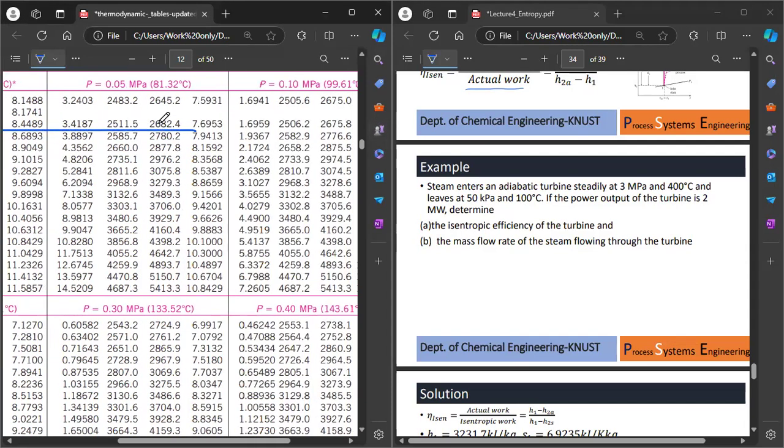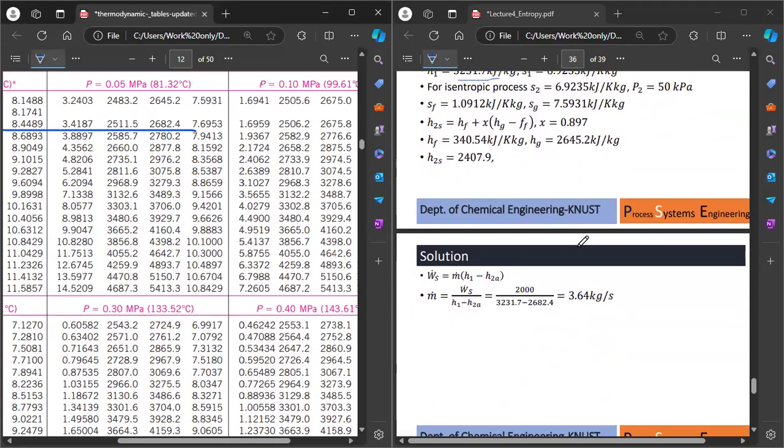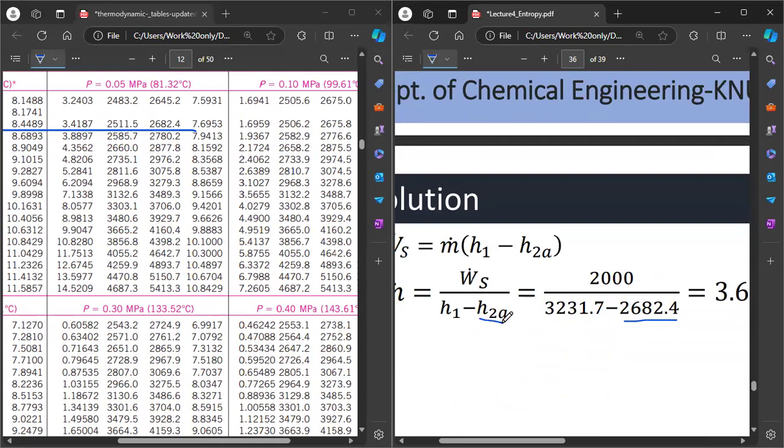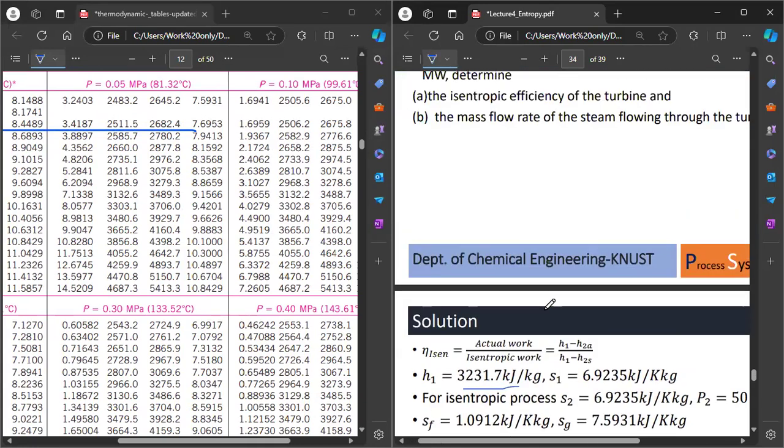And the value I'm going to get for enthalpy is 2682.4. So if we continue with the question, you realize that that's what they've put down here, 2682.4 for their H2A, right? And we've already found H1 as 3231.7. So now let's continue.